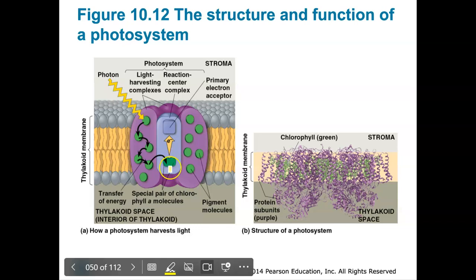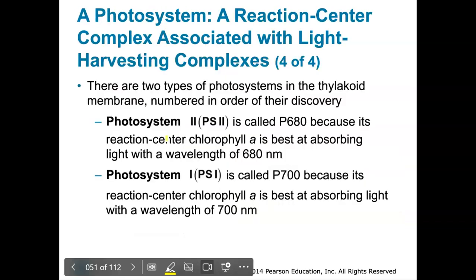The chlorophyll A molecules are able to excite the electron, in other words, raise the energy of the electron, and the electron is next accepted by the primary electron acceptor.